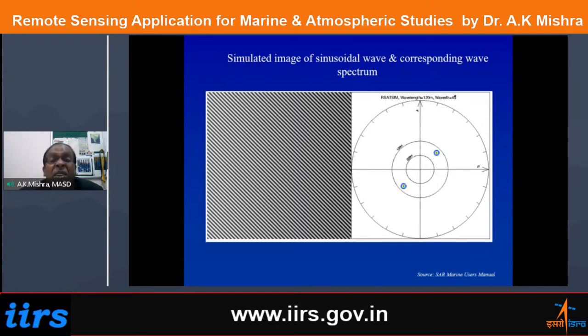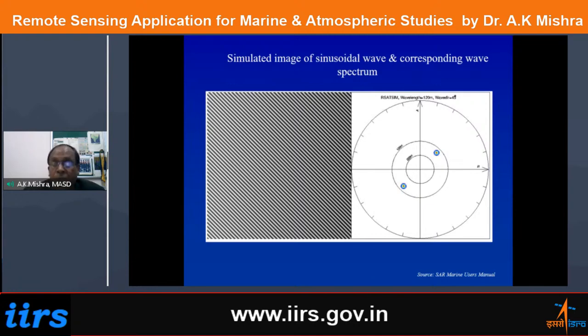In this simulated image, the wavelength is 120 meter, and the direction is 45 degree. So you can generate this spectrum by converting the spatial domain to the frequency domain, and you will get the wavelength information and wave direction.